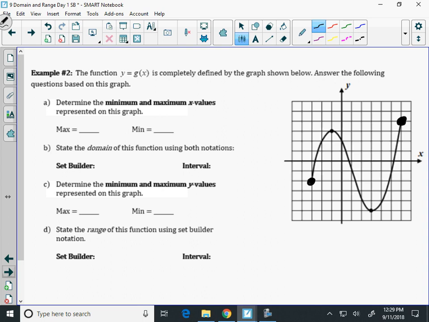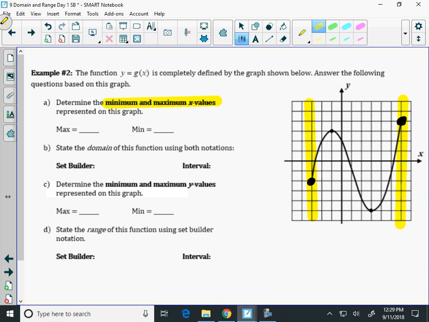The first question says, determine the minimum and maximum x values on this graph. Now, I'm going to draw a picture on here. You can draw on your paper if you want, or you can just watch. But it says the minimum x value. Now, are the x's left and right or up and down? Left and right. So at this leftmost point, I'm going to draw a line, just so we can visualize it. And then the maximum x is going to be at that other yellow line.